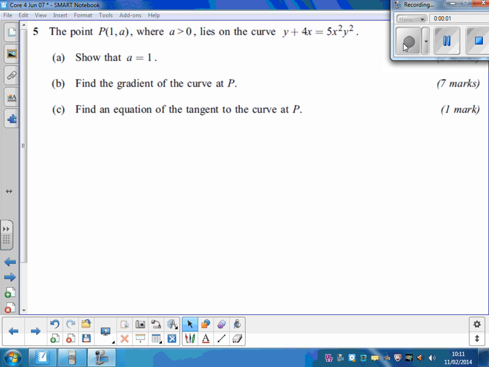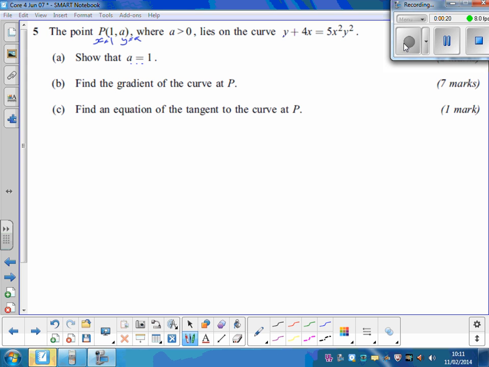June 2007, Core 4, Question 5, our implicit differentiation one. The first thing we're asked to do is put in the value here. So we've got the x equals 1 value and the y equals a value. Some people actually used this answer and dropped it in, and they didn't get any marks for doing that. So we're going through here.